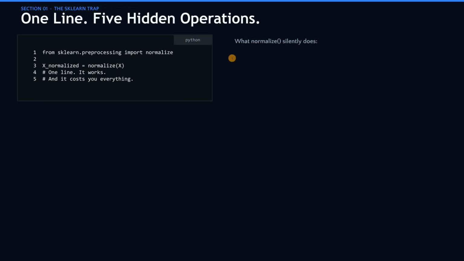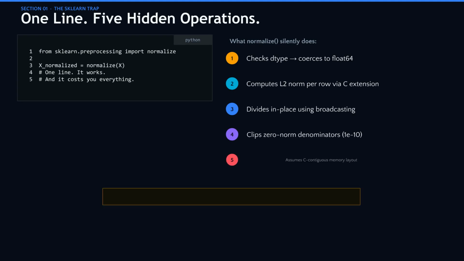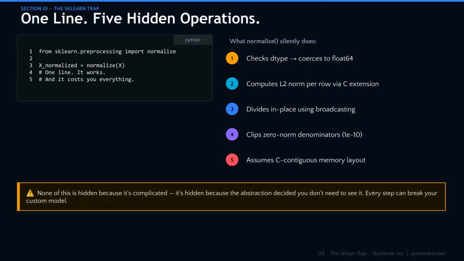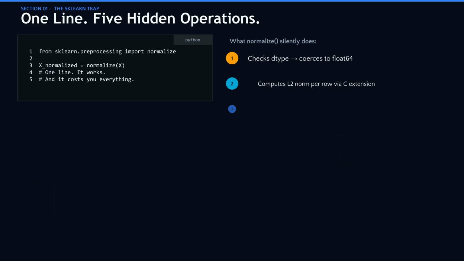The simple function normalize(x) hides 5 major steps. It enforces float64, computes the L2 norm, uses broadcasting for division, clips 0 denominators, and assumes C-contiguous memory. Missing any of these details can silently destroy custom model code.